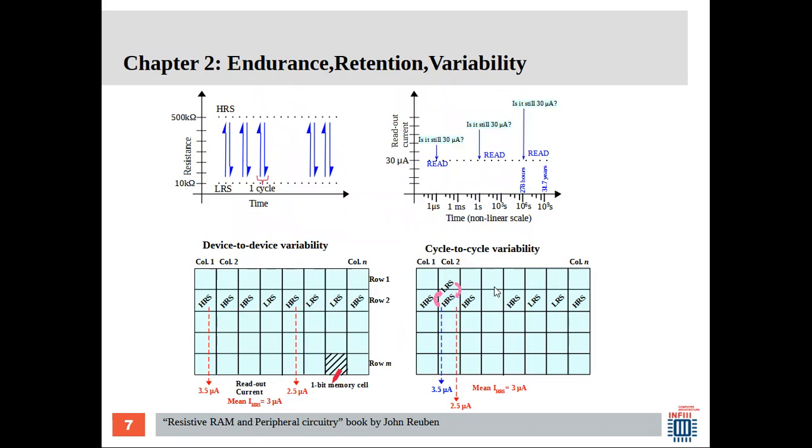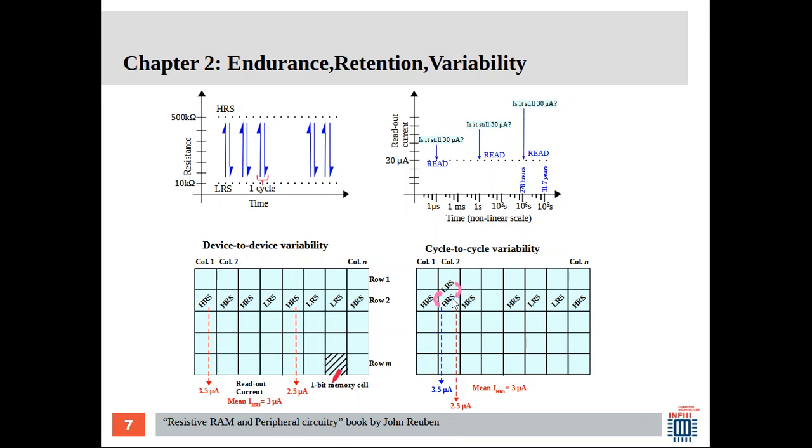And I discuss properties like endurance, which is the number of cycles the device can be switched between two resistive states, retention, how long the device can retain the state, and variability. When you read from two different locations in the memory, if both the devices are programmed to high resistive state, but you read it, the currents are a little different. So that is the device to device variability.